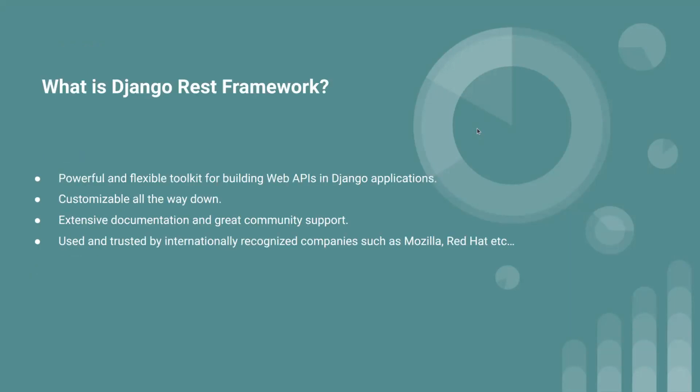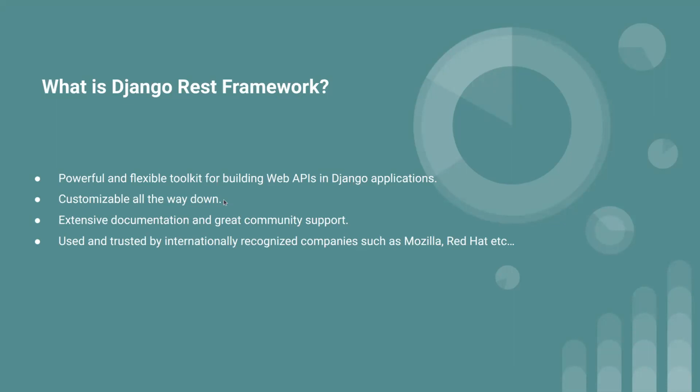First of all, what is Django REST Framework? Django REST Framework is a powerful and flexible toolkit for building web APIs in Django applications. It is a third-party package that extends Django to simplify the process of building, testing, and maintaining APIs. It is customizable all the way down. Developers can extend and adapt the framework to meet the specific requirements of their projects while using the built-in components provided by Django REST framework. It also supports a wide range of third-party libraries.